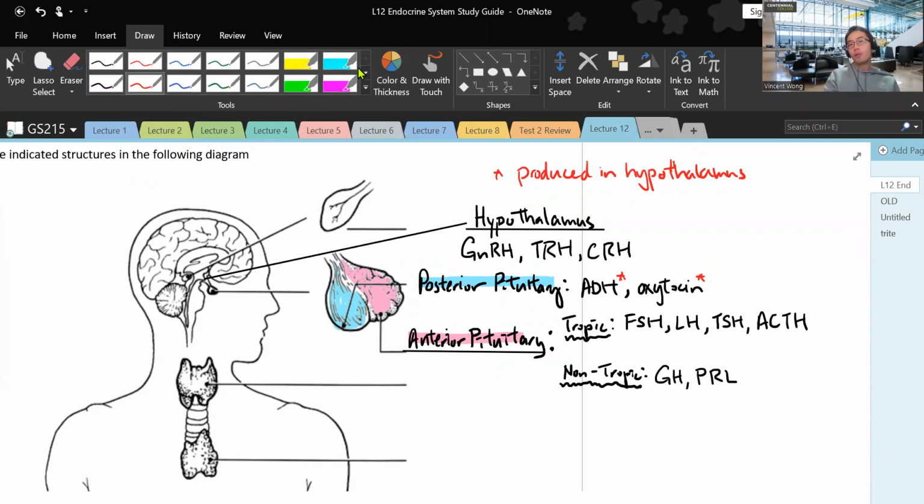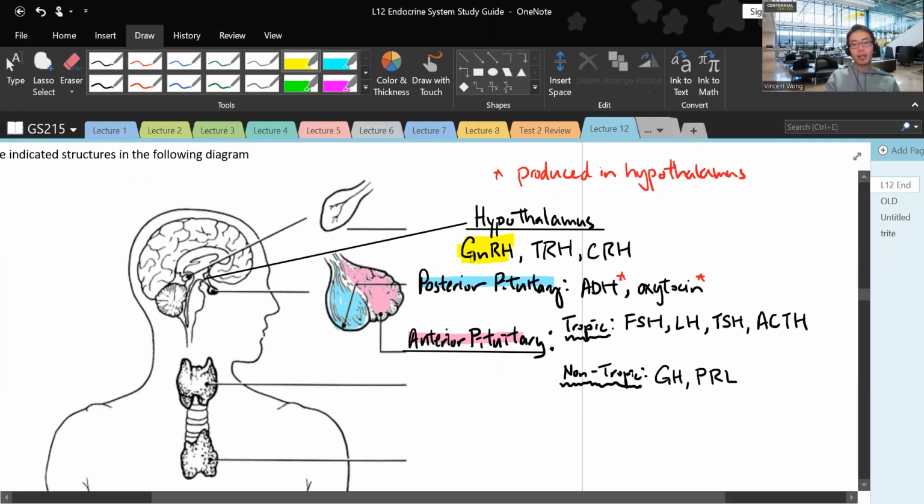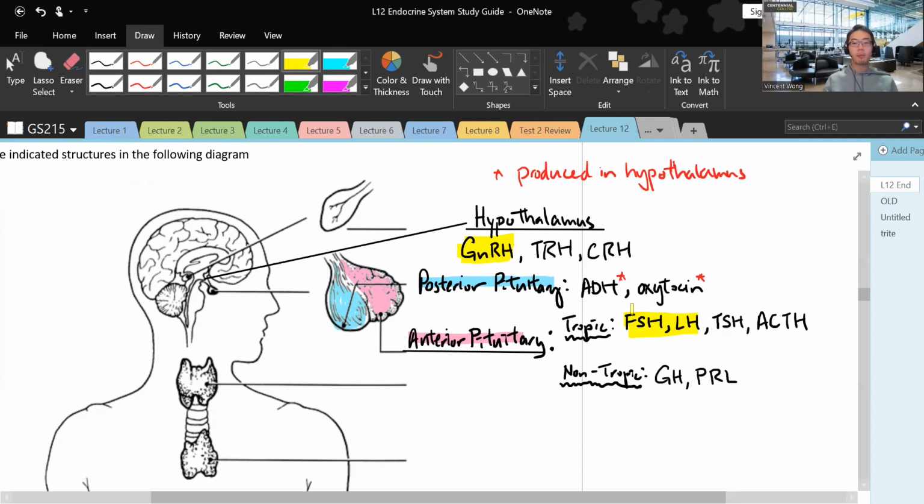All right, so hopefully you have at least 3 highlighters with you. We're going to highlight GnRH. GnRH will trigger the release of FSH and LH in both males and females. It's not a female exclusive thing. Males have follicle stimulating hormone as well. In the female body, FSH stimulates oogenesis, production of eggs. In males, it's spermatogenesis, right?